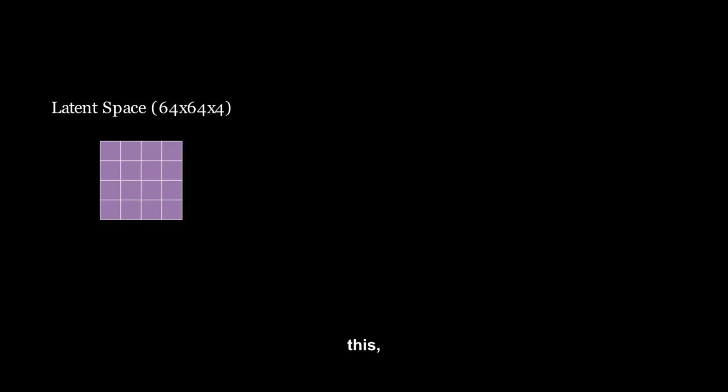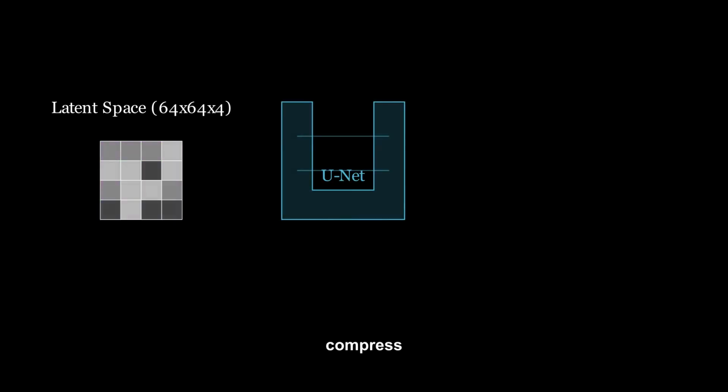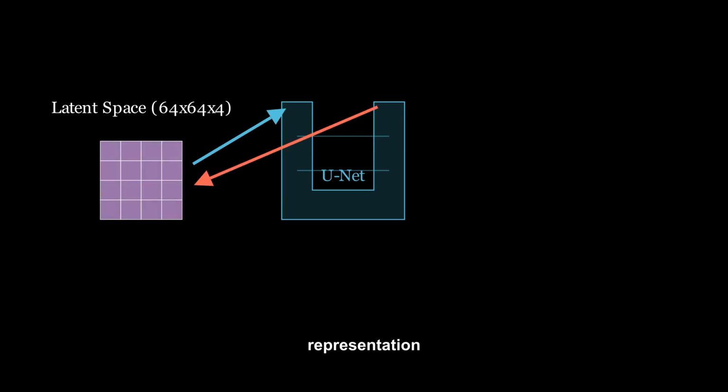To solve this, models like Stable Diffusion use latent diffusion. Instead of adding noise to a 512 by 512 pixel image, they first compress the image into a tiny 64 by 64 mathematical representation called a latent space. The entire diffusion process happens in this miniature space, making it exponentially faster.